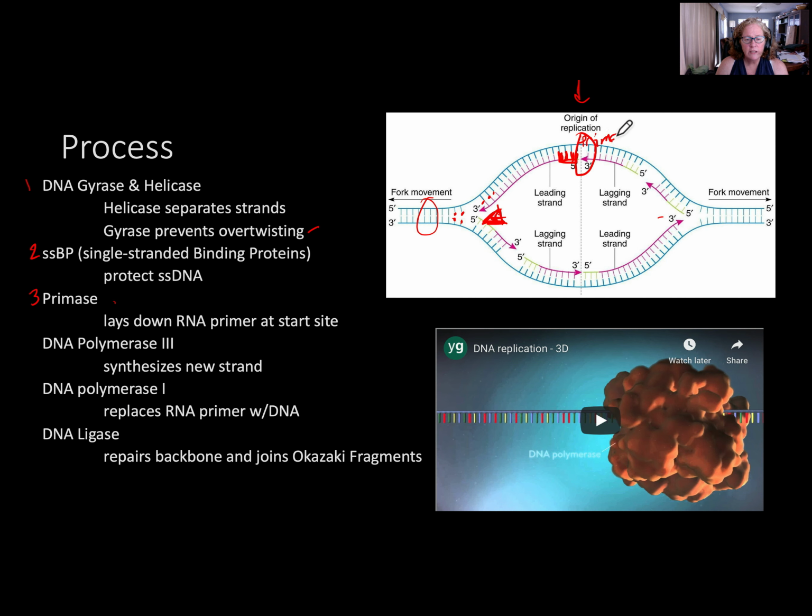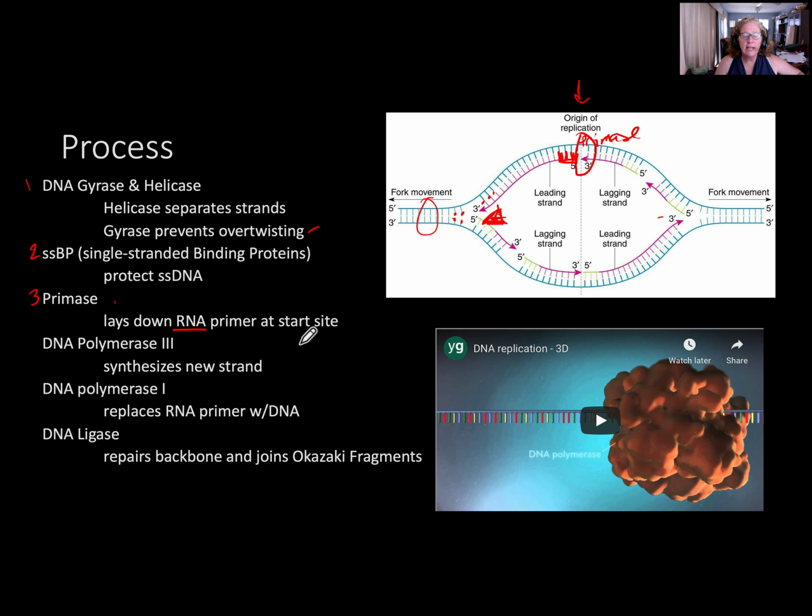Now, the reason we need a primer, and the primer, by the way, is made out of RNA nucleotides. And the primase uses RNA nucleotides so that other proofreading enzymes can come back later and recognize it and say, hey, that's RNA, we need to replace that. And that's going to happen later.